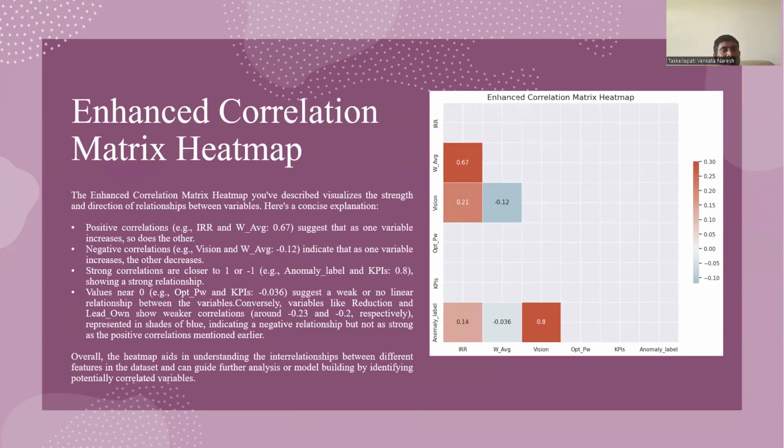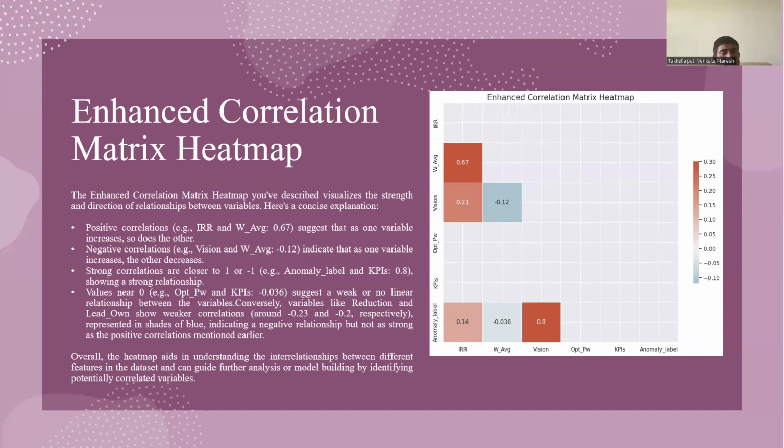Coming to the enhanced correlation matrix heat map. The enhanced correlation matrix heat map visualizes the strength and direction of relationships between variables. Here's a concise explanation. Positive correlation, for example IRR and W average at 0.67, suggests that as one variable increases, so does the other. Negative correlation, for example vision and W average at -0.12, indicates that as one variable increases, the other decreases. Strong correlations are closer to 1 or -1, showing a strong relationship. Values near 0 suggest a weak or no linear relationship between the variables.